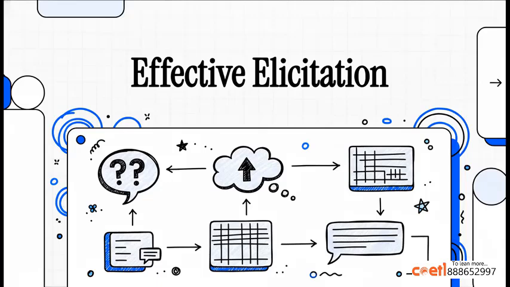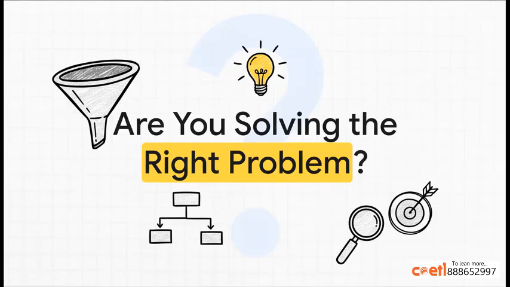Welcome to The Explainer. Today we are digging into something that is absolutely make or break for anyone involved in building a product. We're talking about the art of effective elicitation. Seriously, this is the most important question you can possibly ask. Because if you get this wrong, you could end up building a fantastic, beautiful product that absolutely no one needs.